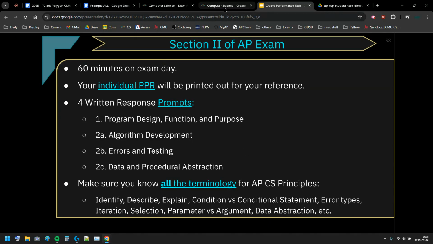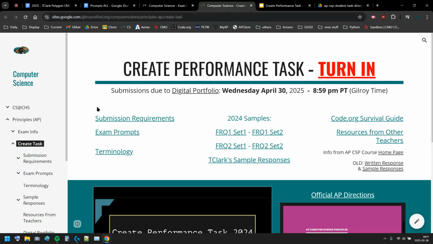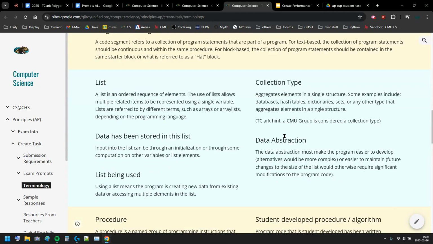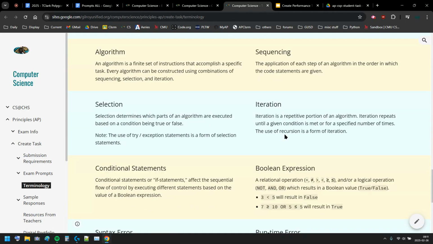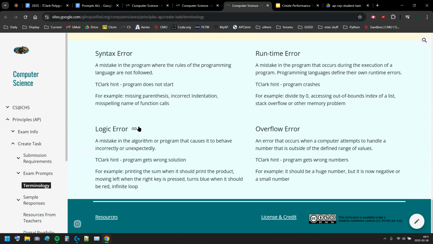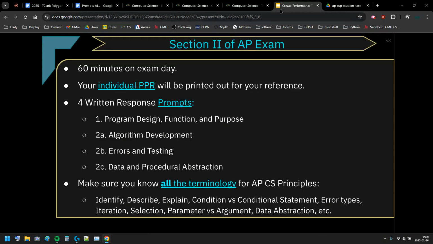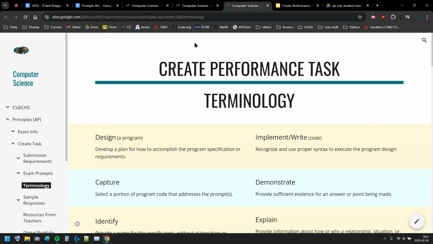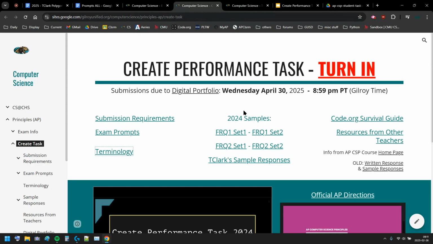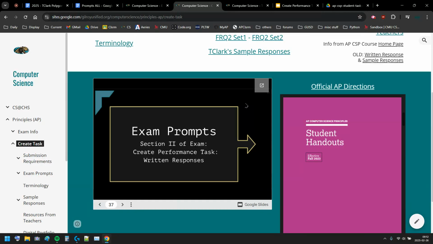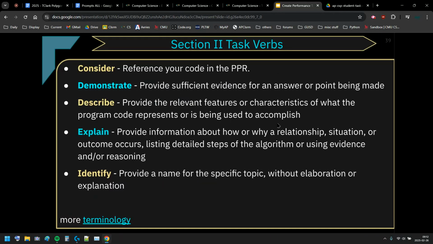And again, like in my first video I made, there's a ton of terminology. Make sure you know all the keywords that College Board expects you to know, and make sure you're ready to write about each one. In this slideshow, so again, if you look at my main web page and the slideshow, this link goes right to the prompts. So I'll talk about those in a second.